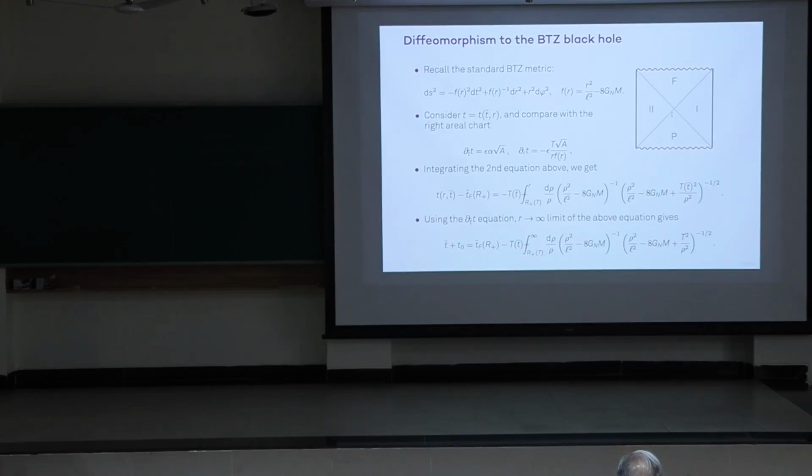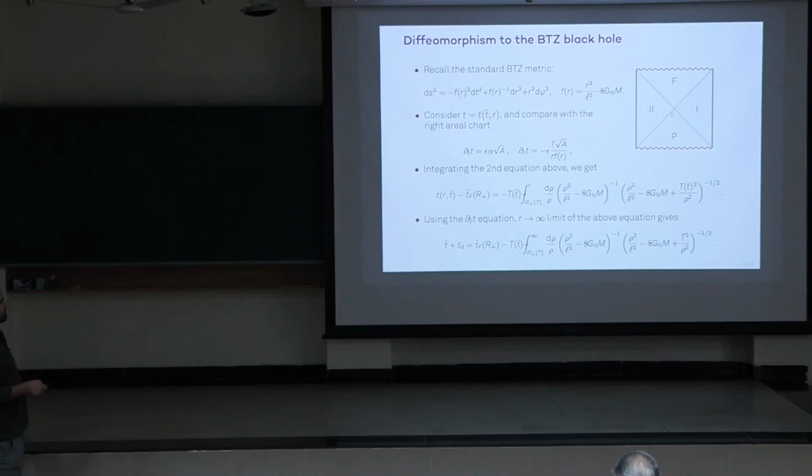Now to do that, we make contact with the BTZ black hole. So this is the standard metric of the BTZ black hole in any of the 4 wedges. So what you do is you write down the BTZ time t as a function of T bar and R, plug that in this metric and compare it with the metric ansatz I showed you. That gives you these 2 equations. Now, before integrating the second, this epsilon here is just a sign, and it's plus for the right chart, minus for the left chart.